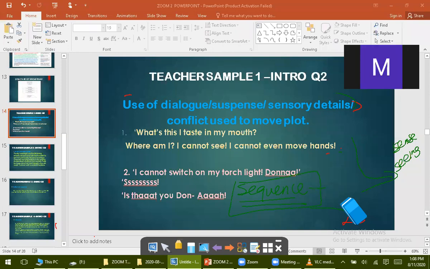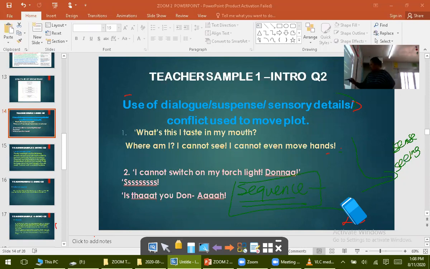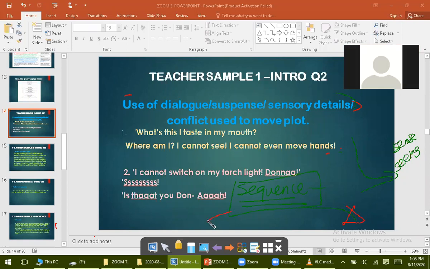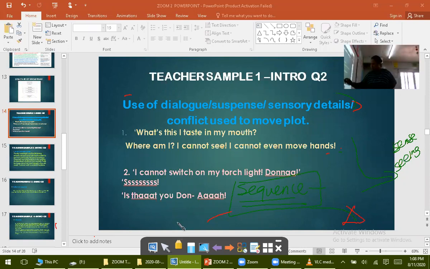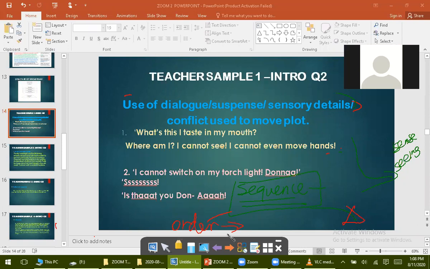What's another word for the word sequence? Process. A simple word. Pattern. Oh, order. Okay. So Daryl, what are we talking about when we talk of order in story writing?